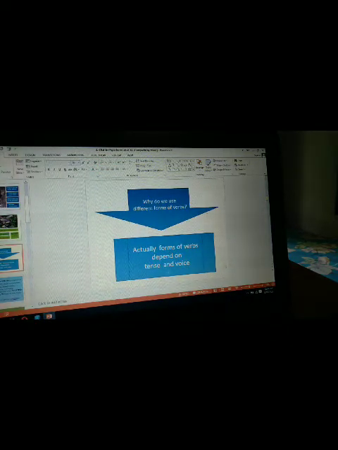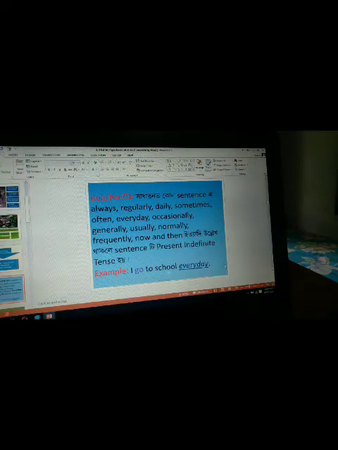So, we can see that in different sentences we use different forms of verb. But why do we use different forms of verbs? Actually, forms of verbs depend on tense and voice. To use the right form of verb, we have to follow some rules.